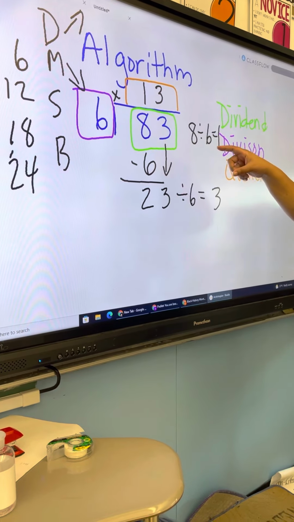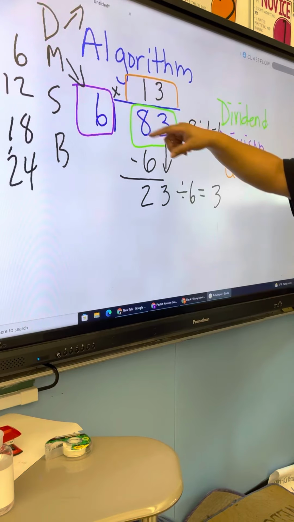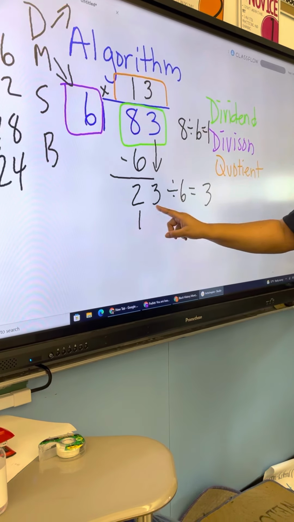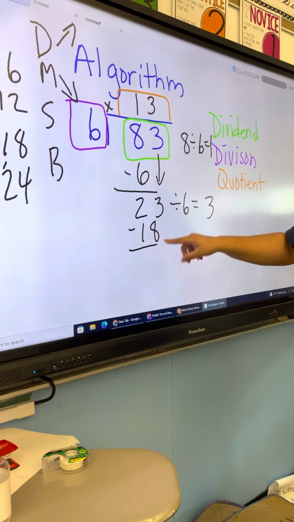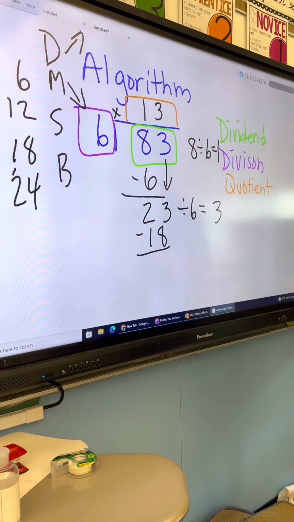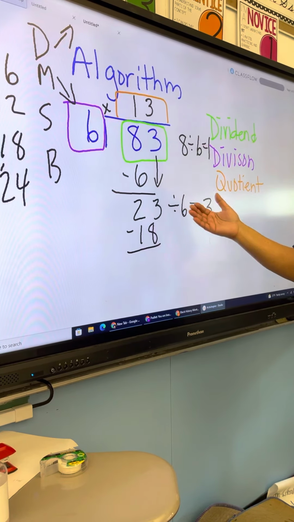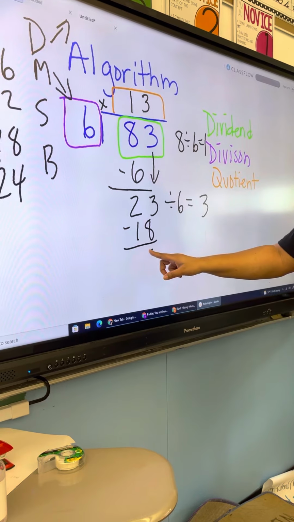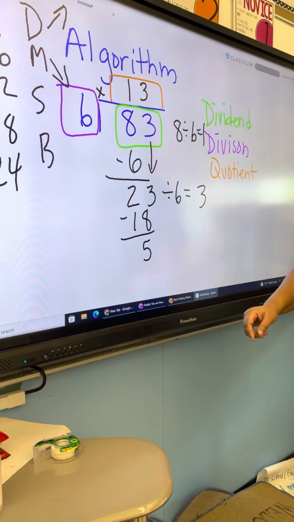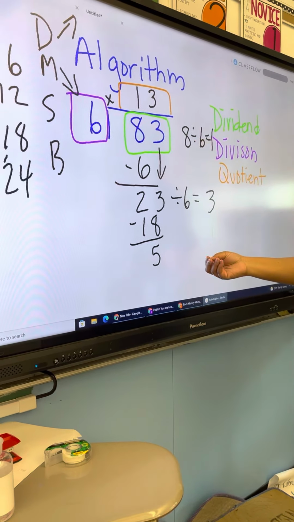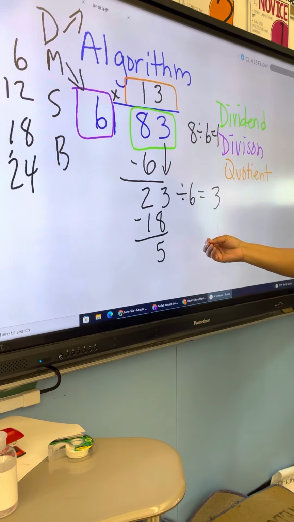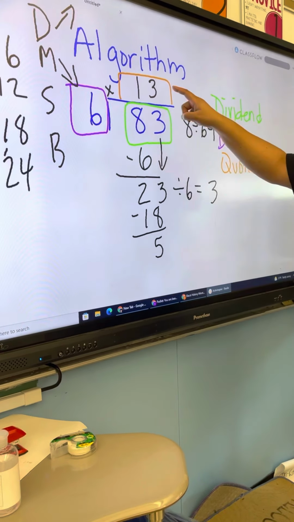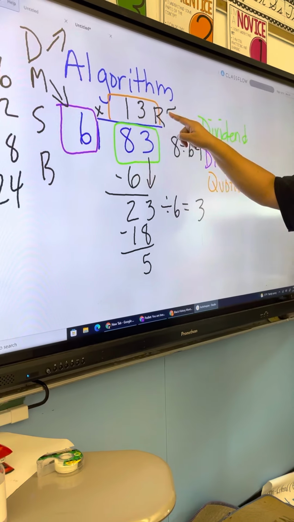I divided. Now I multiply. 3 times 6 is 18. I put my multiplication answer underneath 23. Now I subtract. 23 minus 18 is 5. There is no other digit to bring down. So that's it. I'm going to make 5 my remainder.